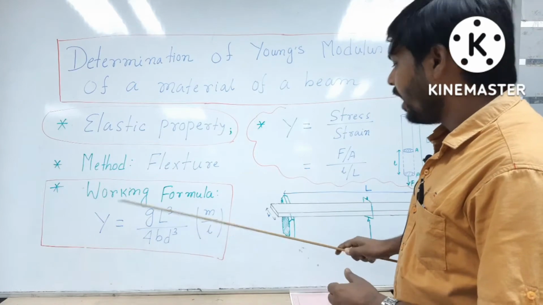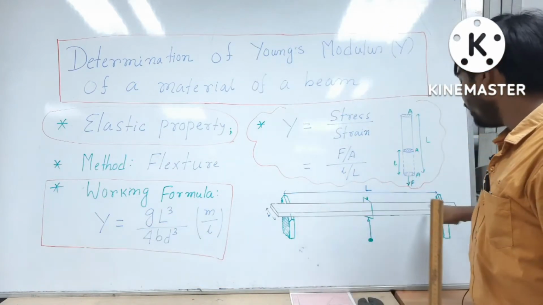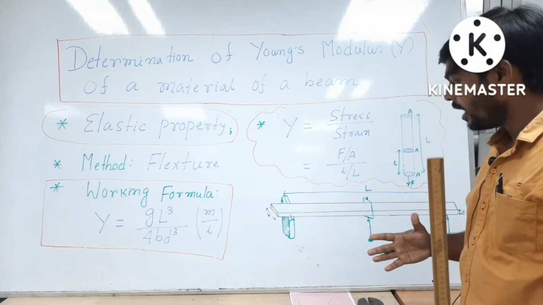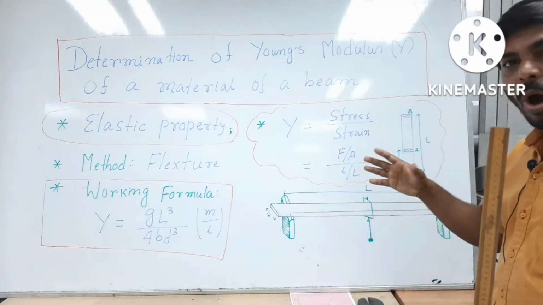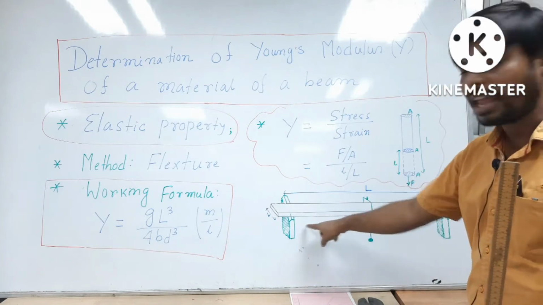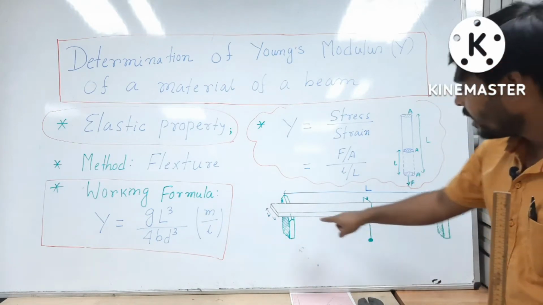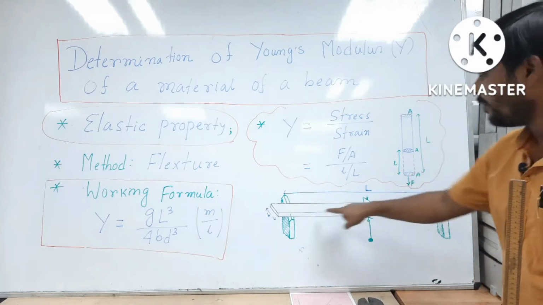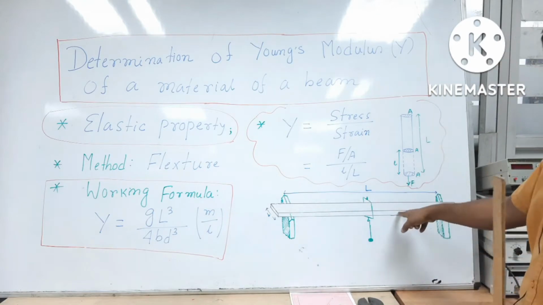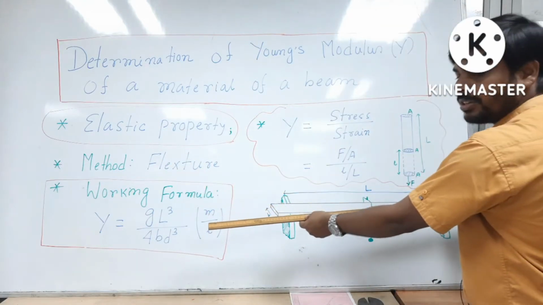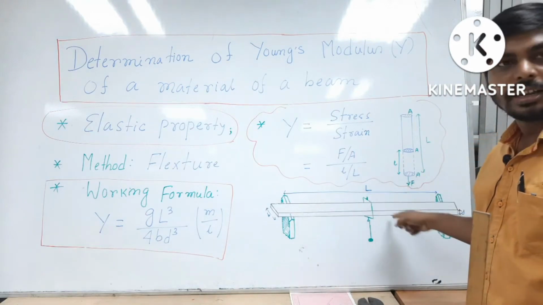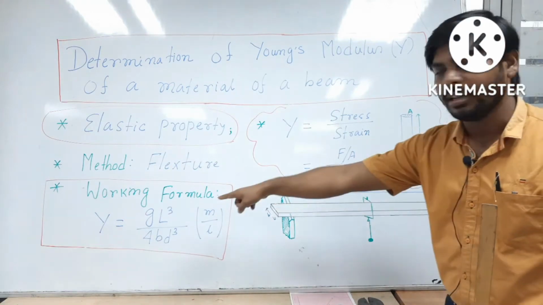What is L? L is the effective length of the beam. What do you mean by the effective length? Actually, during this experiment you will observe that the beam is placed over two sharp edges, knife edges, and the distance between these sharp knife edges is actually the effective length of the beam. And how do you measure that one? You have to use this meter scale, and you may get 90 centimeter, it may be 80 centimeter, you will get this L.